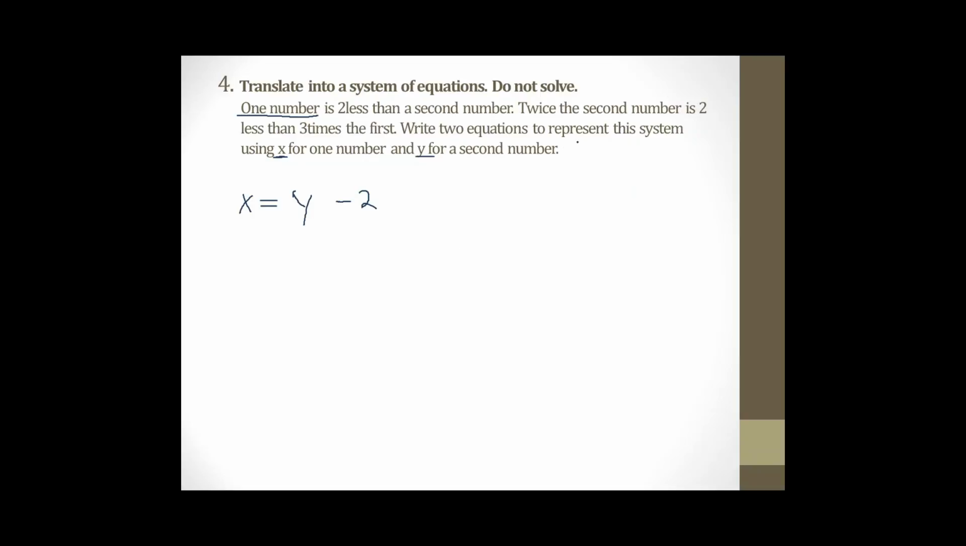Then the next sentence says twice the second number. So the second number is y, and twice means 2 times. 2 times y, is equivalent to the equal sign. 2 less, again, I put that at the end, the same as if you get 2 more, you should also put that at the end. And then 2 less than what? Then 3 times the first. So 3 times x. So we translated those two equations, and we are not supposed to solve it. So I'm moving on to number 5.